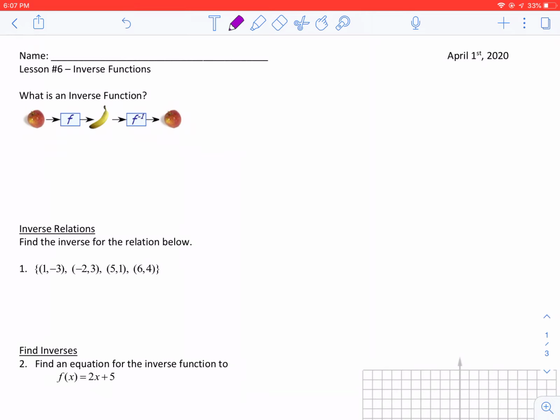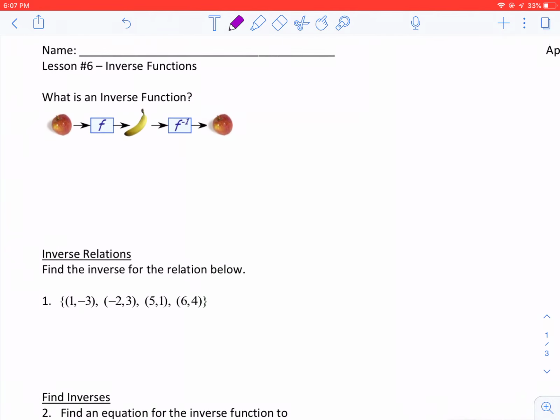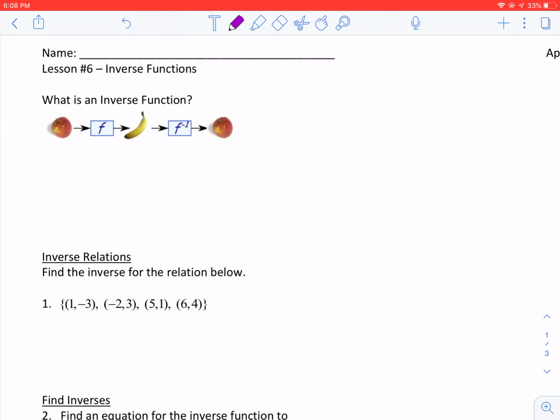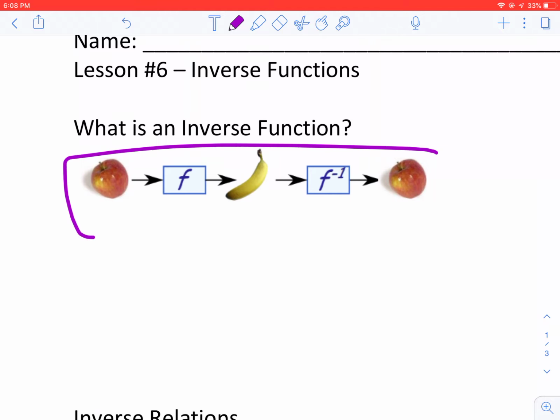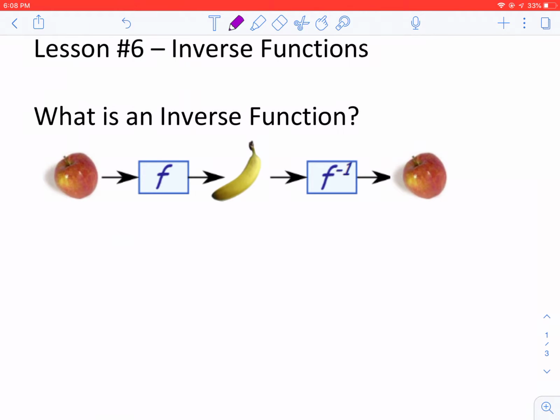Alright, so after the test, we'll do something a little different. We're going to go back to exponentials after this, but I thought we might as well fit it in now. We're going to be doing inverse functions today. So what is an inverse function? And I have this cute little diagram. So this diagram pretty much shows what an inverse function does.